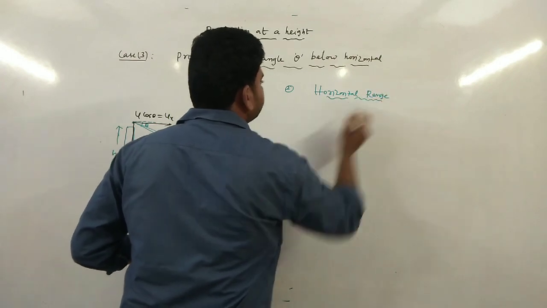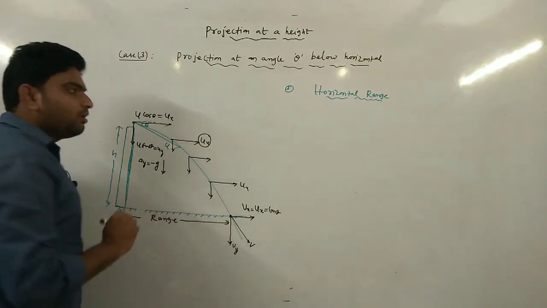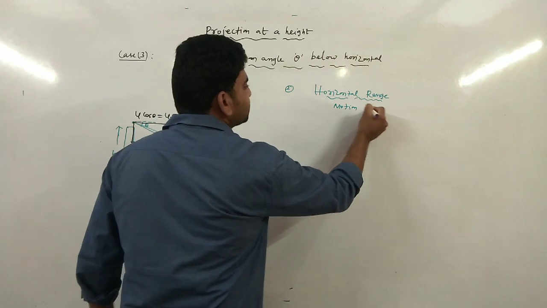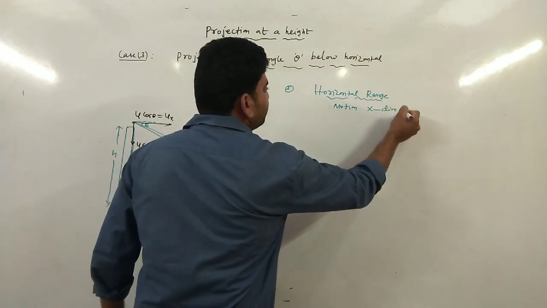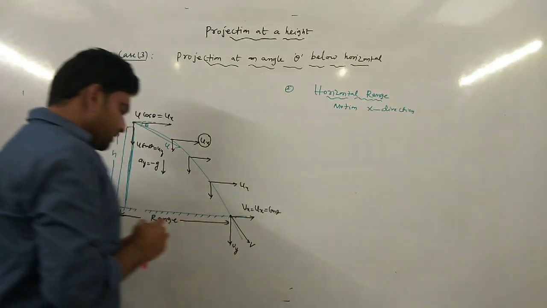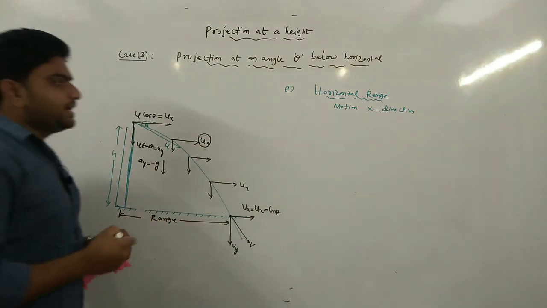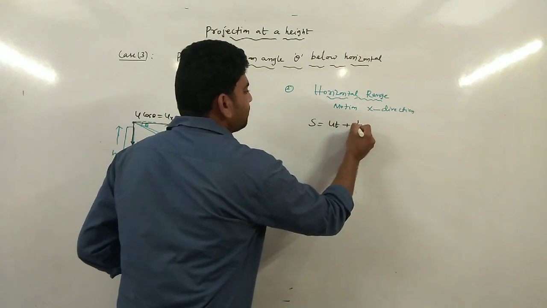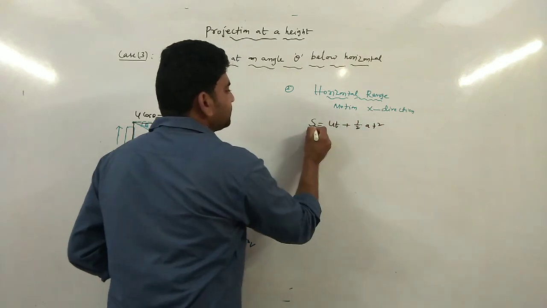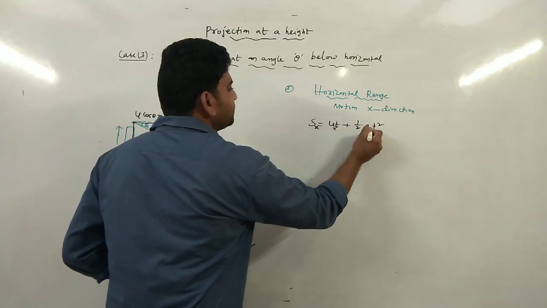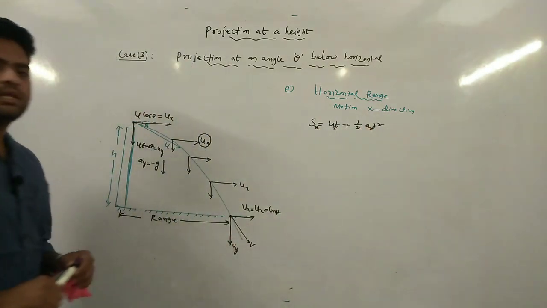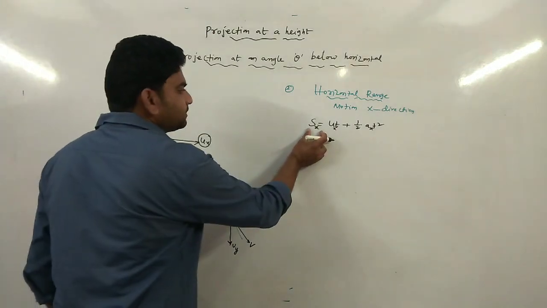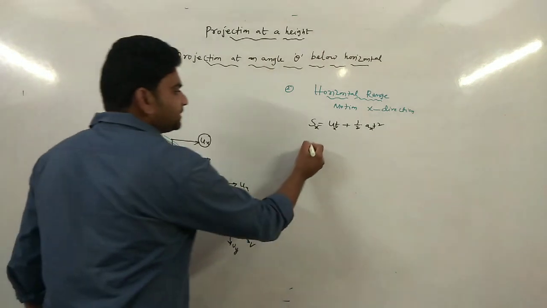So to calculate horizontal range, let me consider the motion along the horizontal direction, that is, motion along the x direction. I am using the same formula, s = ut + half at square. From here it becomes sx, ux, ax, since I have considered the horizontal direction. So what is my sx here? Nothing but my range, that is to be calculated.